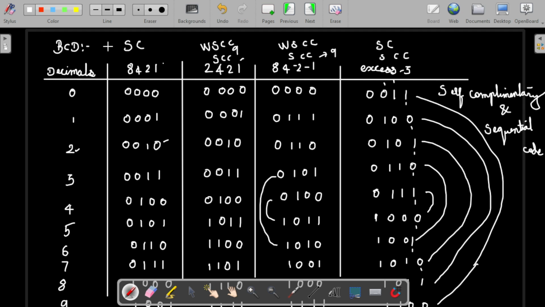The above table which I represented is very important: which code follows which property. So please make a note of all these things so that you will be able to understand it very clearly. From here I am concluding the discussion on the BCD codes. From the next class we'll start with 2's complement addition and 1's complement addition.